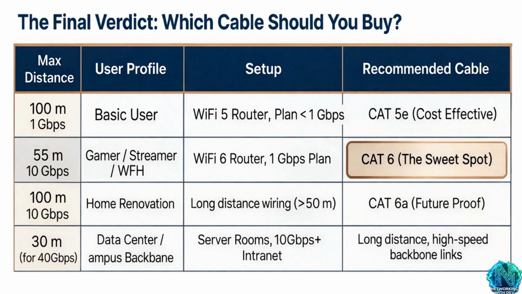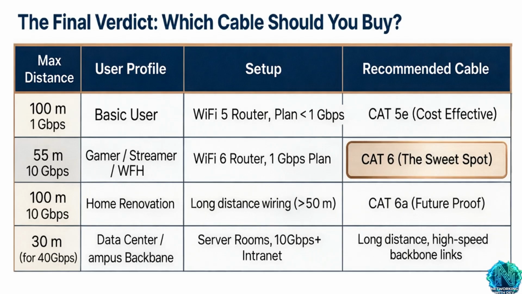If you are a basic user with a standard Wi-Fi 5 setup and a plan under 1 gigabit per second, Cat6a remains your most cost-effective choice for runs up to 100 meters. It's reliable, but it doesn't leave much room for the future.